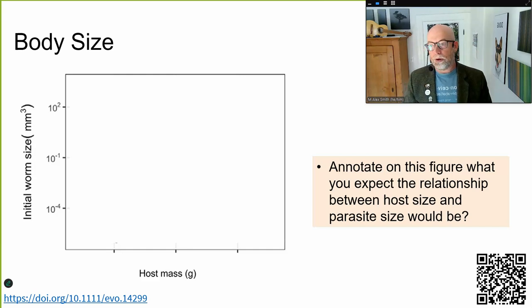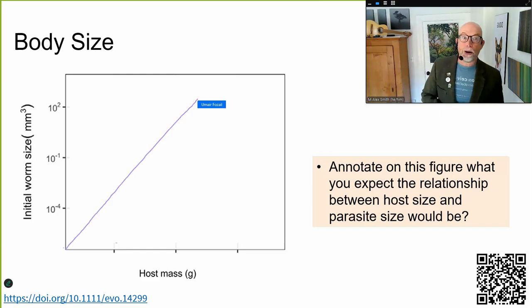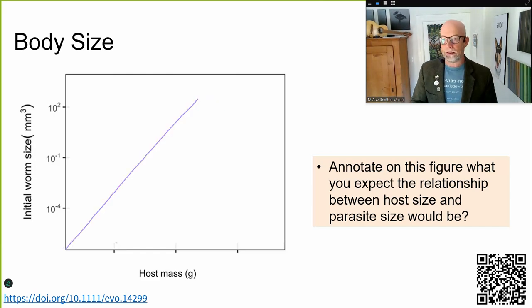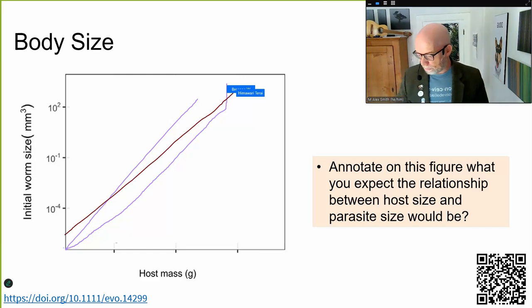What I'd like you to do is find your annotation tool and draw me what kind of a relationship. Say it's a continuous relationship. You can draw categorical if you want, but I'm imagining you drawing continuous. What kind of relationship would you expect to see between the body size of the host and the body size of the parasite?